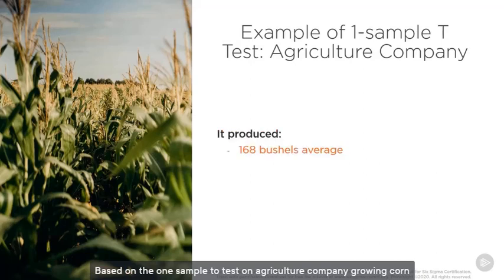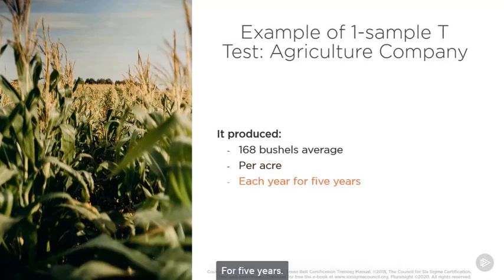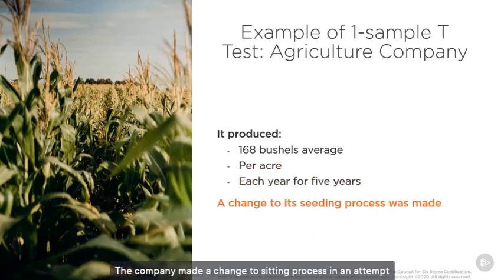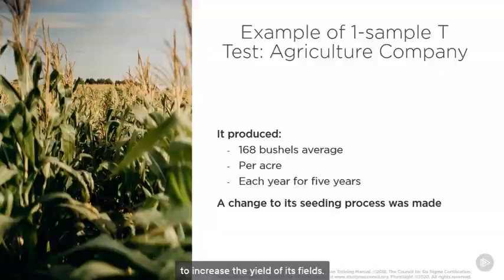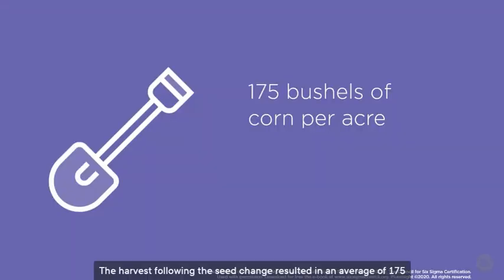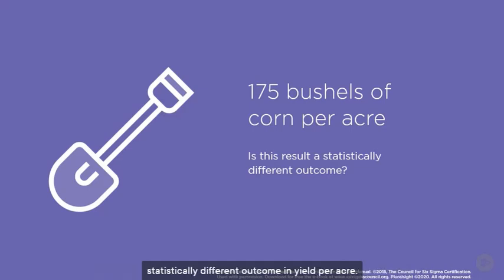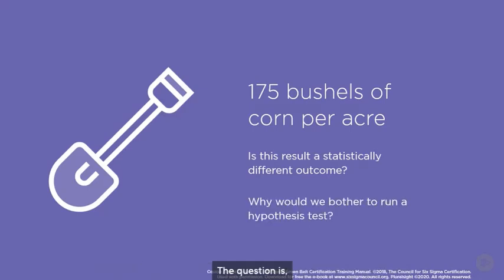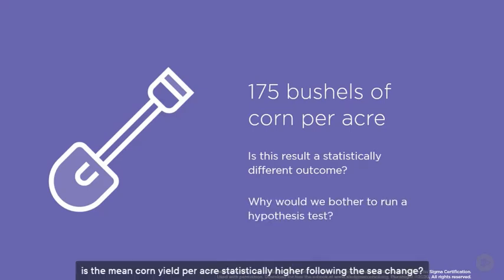An agriculture company growing corn produced an average of 168 bushels of corn per acre each year for 5 years. We've seen this before. The company made a change to its seeding process in an attempt to increase the yield of its fields. The harvest following the seed change resulted in an average of 175 bushels of corn per acre each year. Did the seeding change result in a statistically different outcome in yield per acre? The question is: is the mean corn yield per acre statistically higher following the seed change?